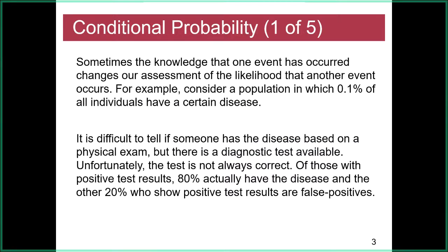Sometimes knowledge that one event has occurred changes our assessment of the likelihood that another event will occur. So for example, consider a population in which only 0.1% of all individuals have a certain disease. It is difficult to tell if someone has the disease based on a physical exam, but there's a diagnostic test. Unfortunately, the test is not always correct. Of those with positive tests, 80% have the disease, and the other 20% is a false positive.